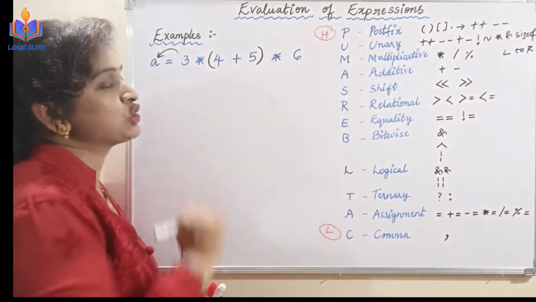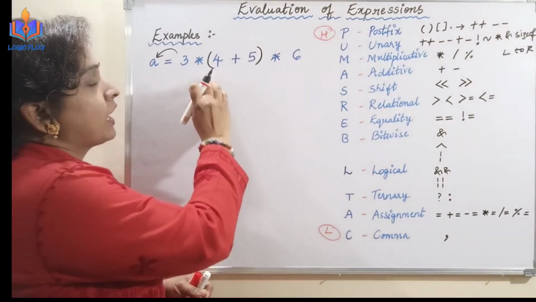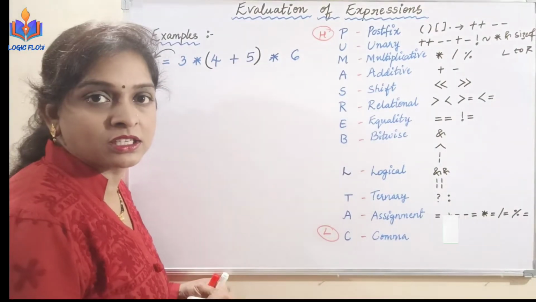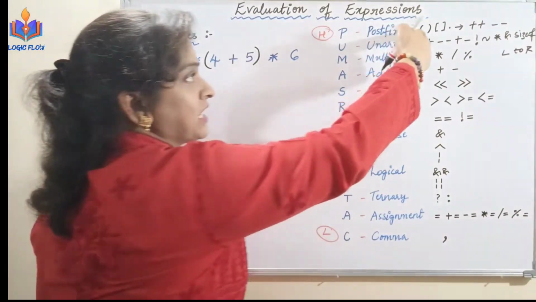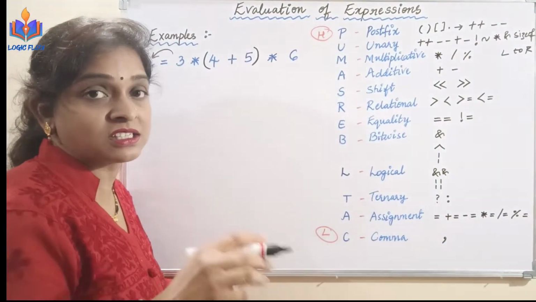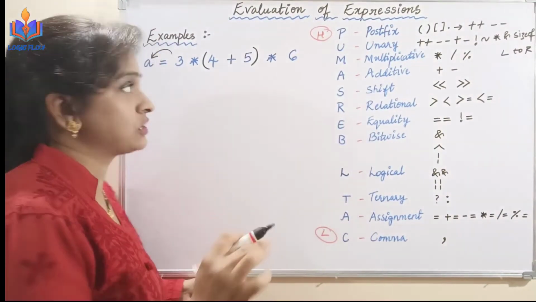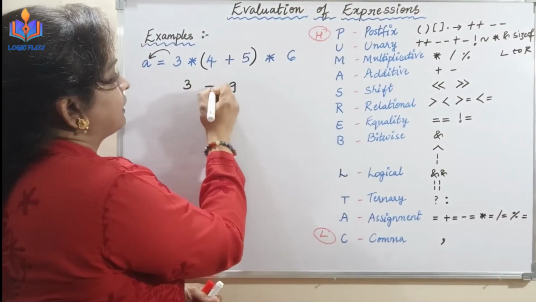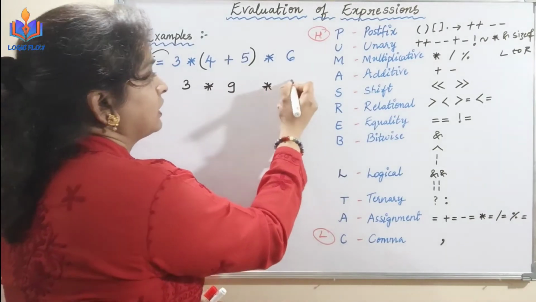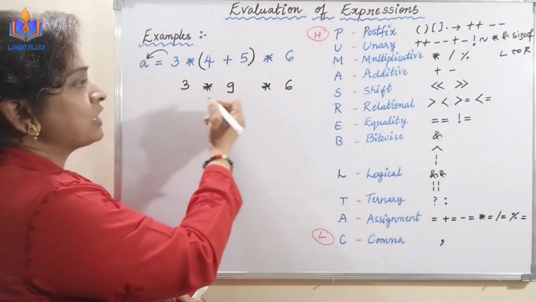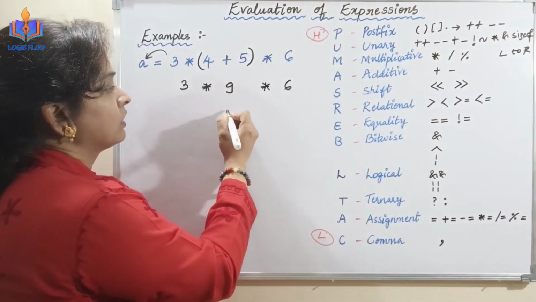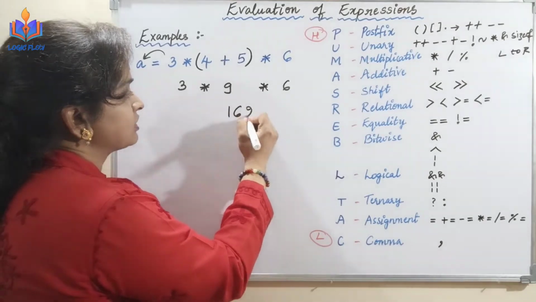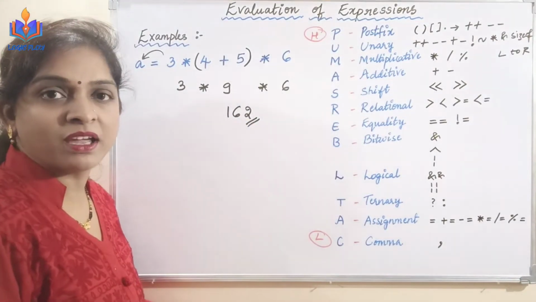If I make a slight change in the same expression, I am just writing brackets here. So 4 + 5 will be in brackets. According to operator precedence, the brackets expression has to be evaluated first. So I will evaluate this: 4 + 5 is 9. Remaining thing, write as it is. Then in the next step, evaluate that. So 3 * 9 * 6: 3 nines are 27, and 27 * 6 is 162. So this will be my answer.